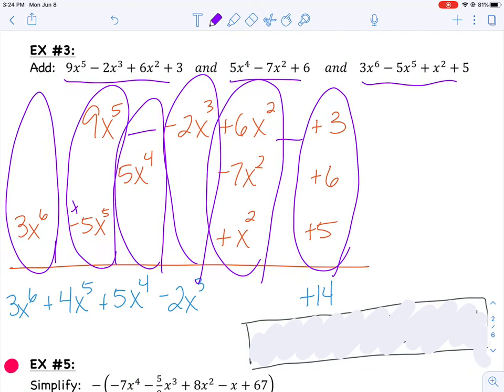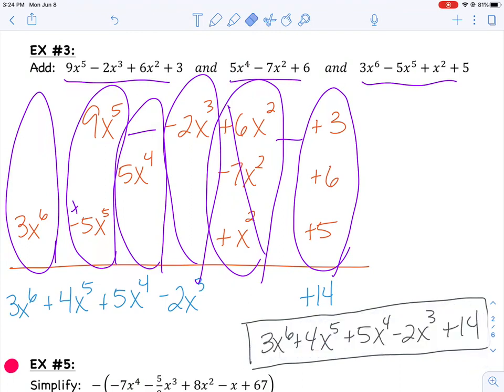In my x squared column, I have 6 plus a -7 plus a 1. Well, 6 minus 7, or plus a -7, is -1. -1 plus 1 is 0. So that column just kind of goes away, zeroes out. I don't have anything in the next column, and then I have 3 plus 6 plus 5. You should end up getting 14. So my final answer, with all my like terms combined, is 3x to the 6th plus 4x to the 5th plus 5x to the 4th minus 2x cubed plus 14.